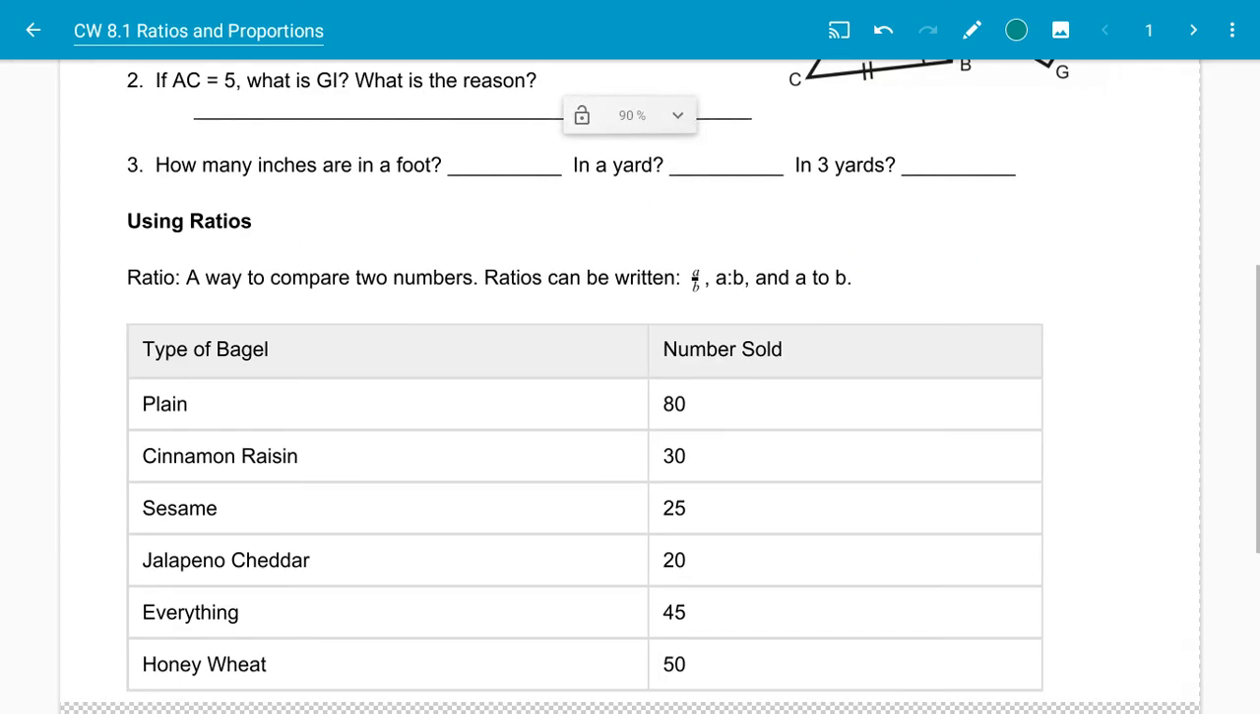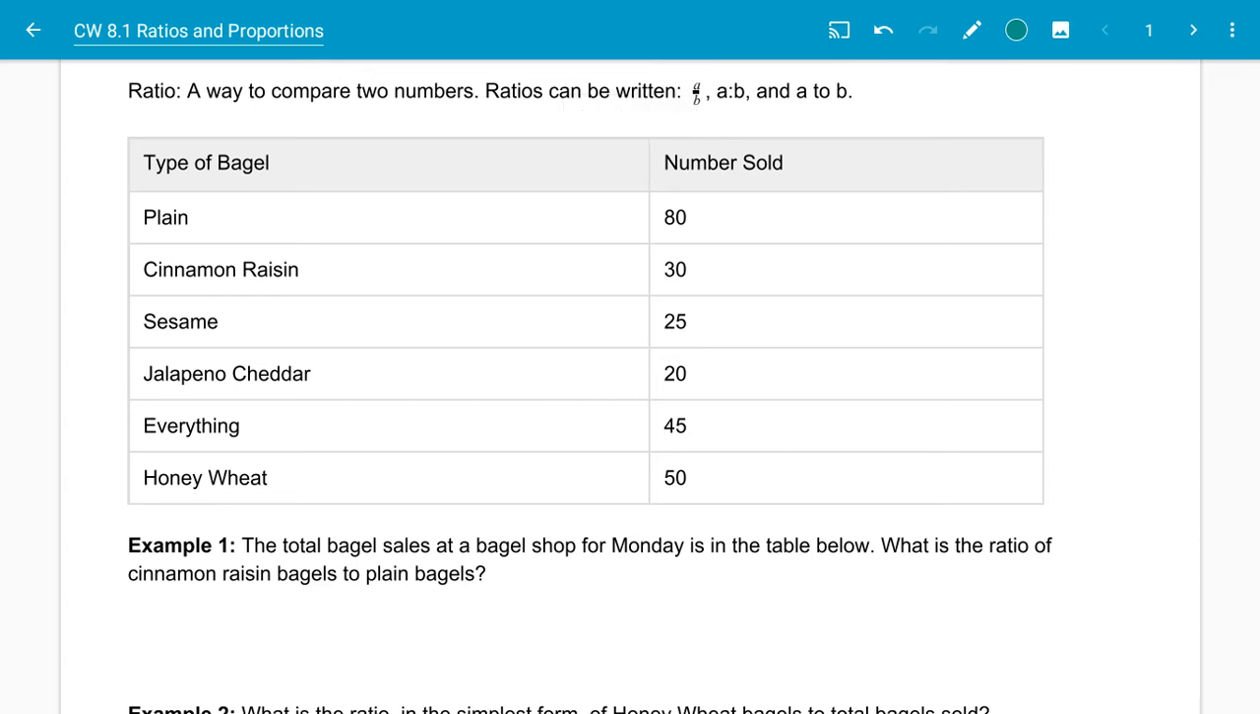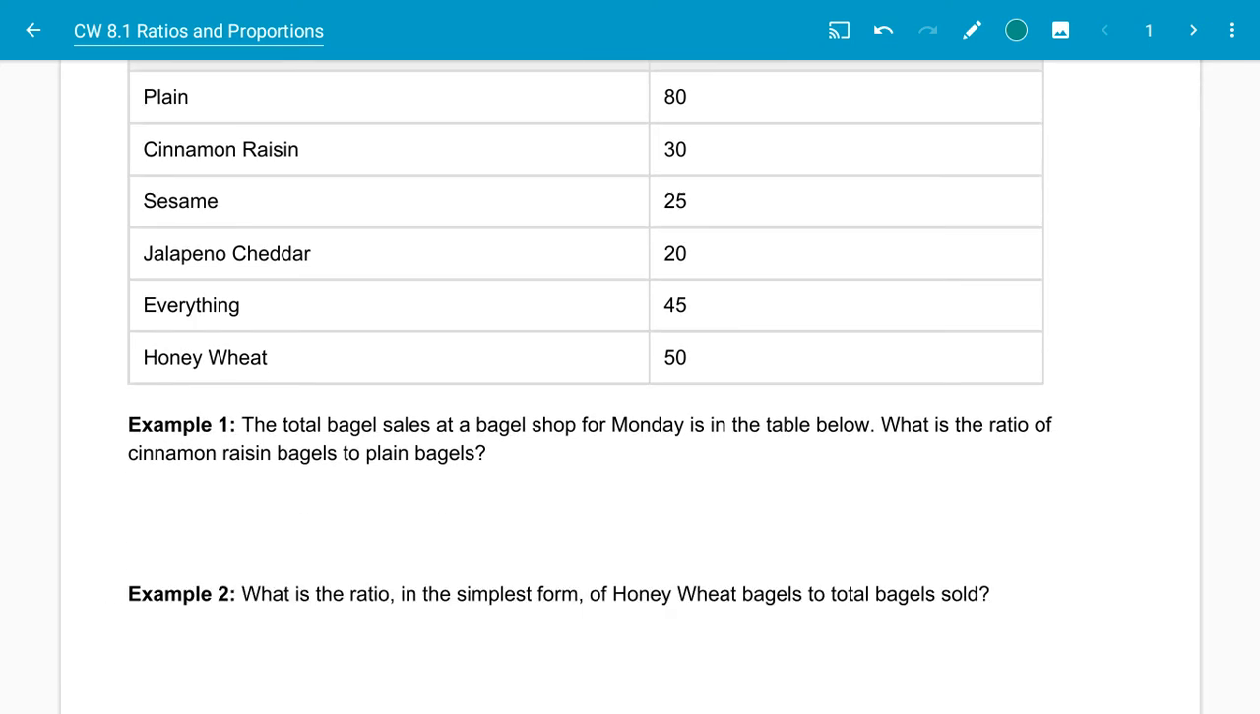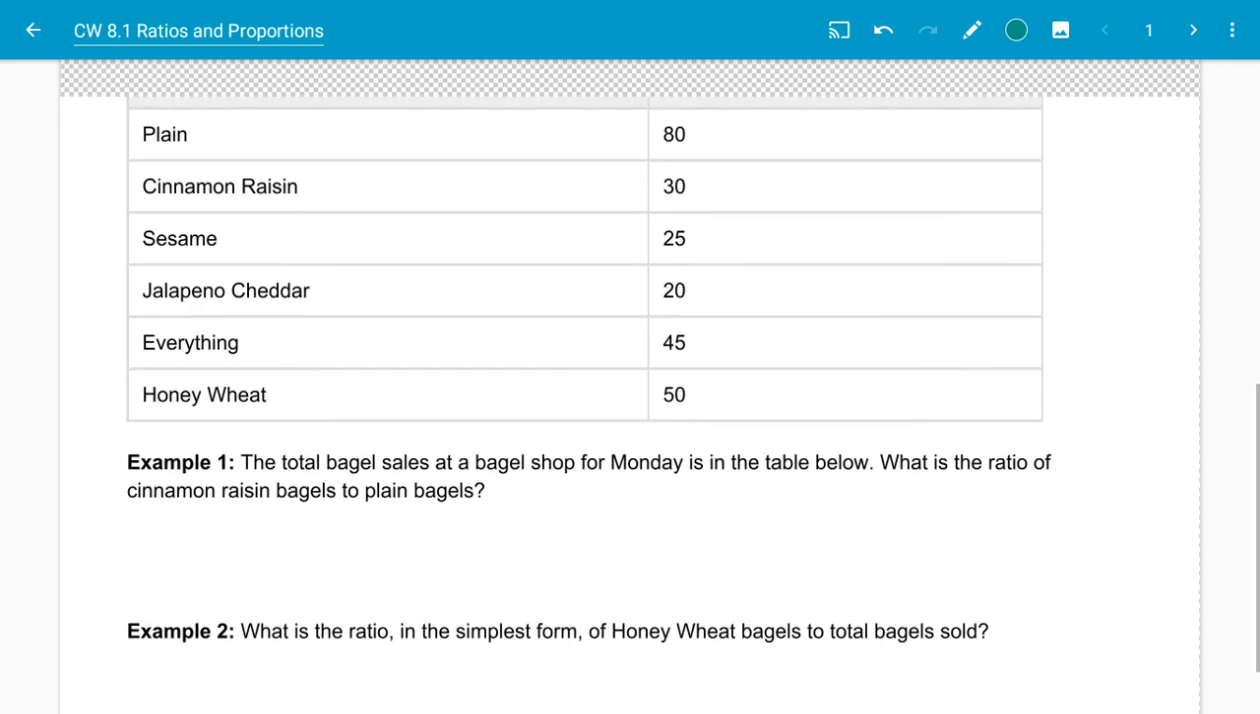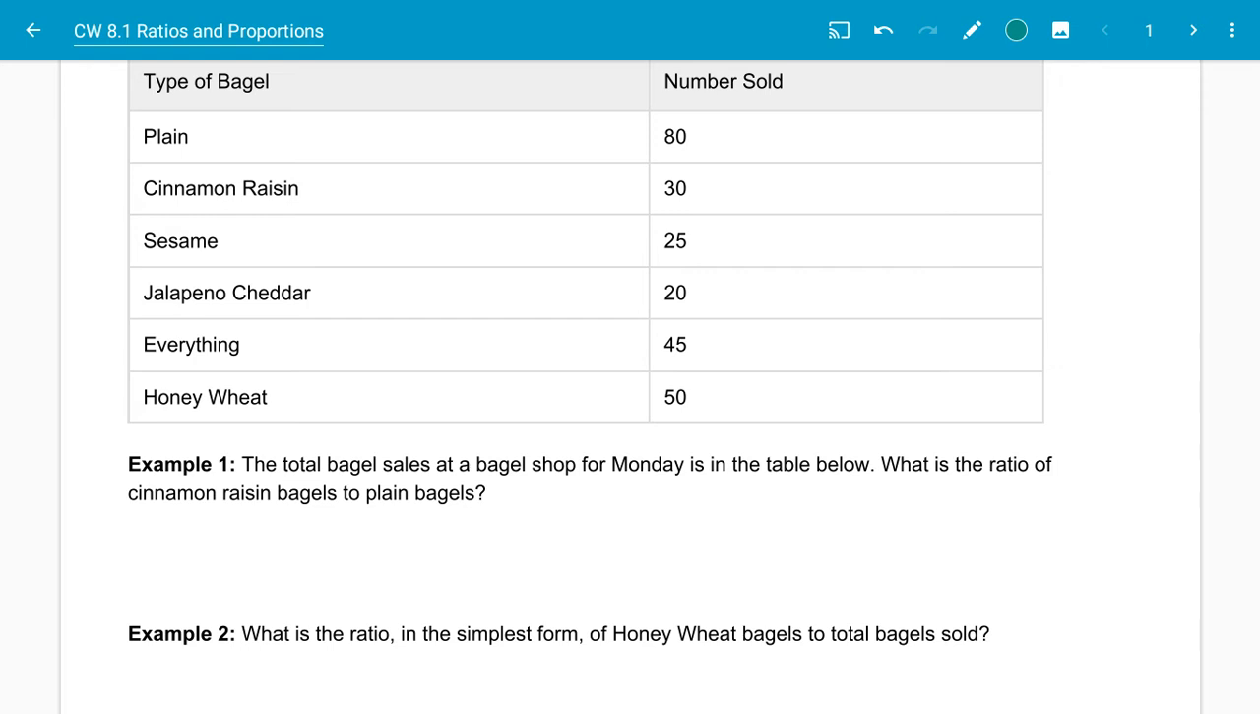Then they give us an example here. They tell us different types of bagels and the number that this bagel shop sells. It says the total bagel sales at the bagel shop for Monday is in the table. It says below, but actually it is above. It says, what is the ratio of cinnamon raisin bagels to plain bagels? So the order here is particular. They want cinnamon raisin bagels to come first and plain bagels to come second.